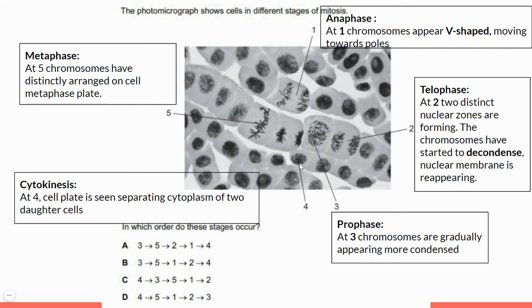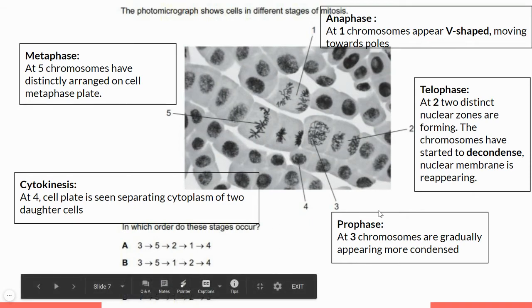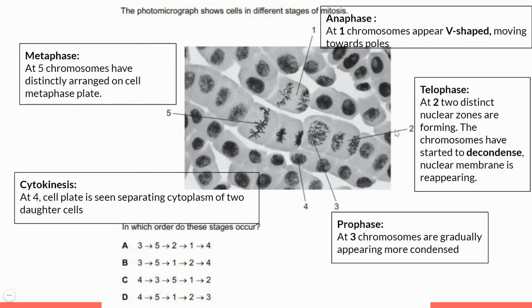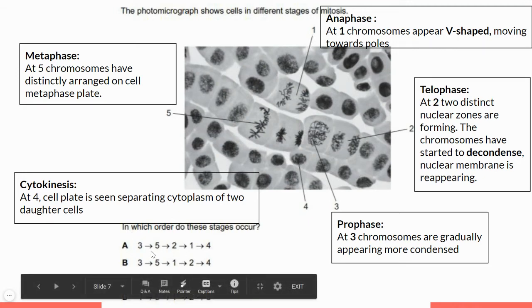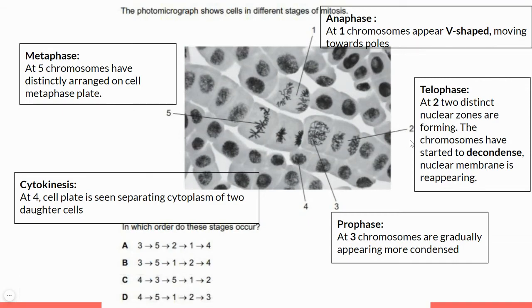Now you have to look at the options and see that not always will they give you the stages in the order starting from prophase. But since cells go through a cyclic event, you can start the event from any point. So we can see that in option A, they say it's 3 first, which is prophase, then 5, which is metaphase, okay, and 2. What is 2? 2 is telophase. Definitely, this is not correct because after metaphase comes anaphase. So we reject option A.